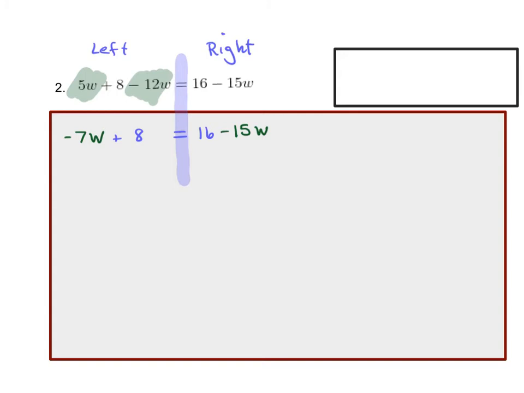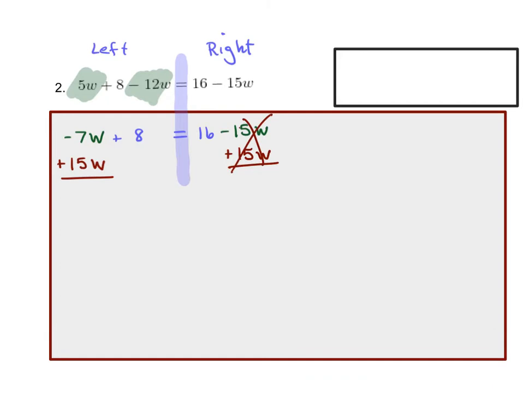Okay, I want to get all my variables on one side. And in general, I usually try to put my variables on the left. So I have to undo this minus 15w on the right-hand side. And I'll undo that by adding 15w. It would be the opposite of it, and they would cancel each other out then. But that means I have to do it to the left as well. Notice I line it up underneath the 7w term.